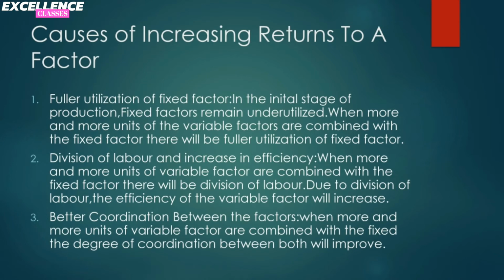Now moving forward to our next topic, which is causes of increasing returns to a factor, which was the first stage of production. So there are 3 reasons for increasing returns to a factor. First one is fuller utilization of fixed factor. Second one is division of labor and increase in efficiency. And the last one is better coordination between the factors of production.